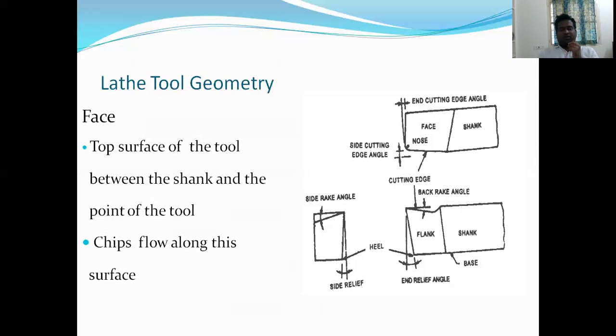While doing the cutting operation, chips are formed. There are different types of chips, continuous chips and discontinuous chips, based on the operation, the types of materials and the properties of the materials. While doing the operation, the chips flow along the face of the tool. The face is situated at the top surface of the tool, in between the shank and the point of the tool.